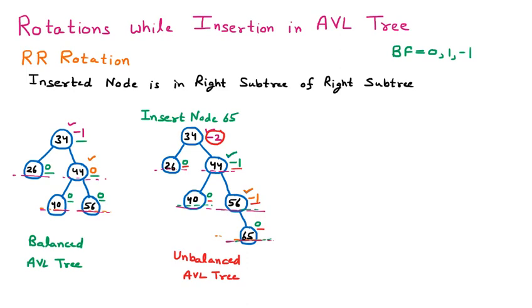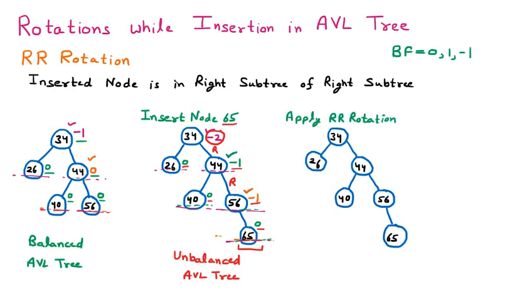We know that we have to look at the inserted node, which is 65. Where 65 is placed or inserted, it is at the right subtree of the right subtree. So that means the RR rotation should be applied. So we are applying the RR rotation now. If we observe this tree, it is more inclined towards the right hand side.